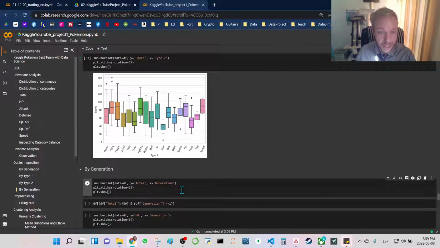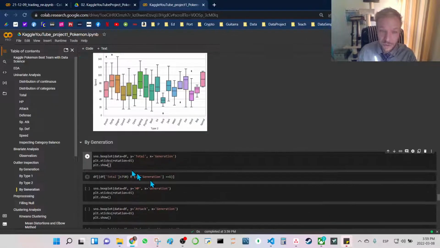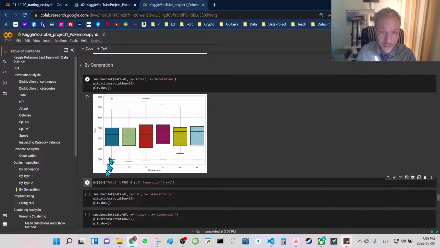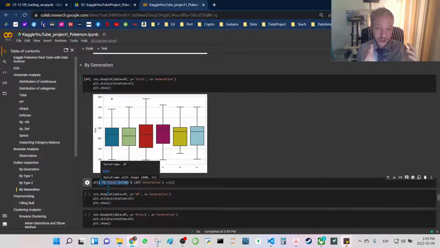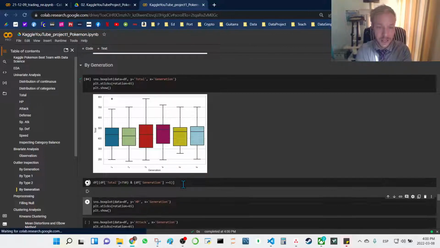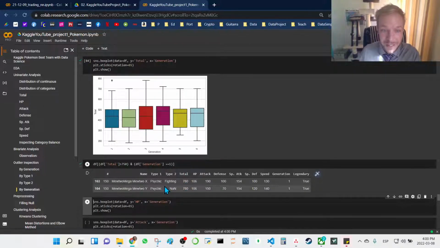So the last one we'll look at is by generation. If we look at the total by generation, we want to see where we're seeing outliers. So we have generation 1, where we have one outlier, so let's inspect that. We do logical indexing, putting this in parentheses: we put one logical argument, then the other logical argument. So we have total is greater than 750, and the generation is equal to 1. When we look at this, we see that Mewtwo is our outlier Pokemon in this sense.